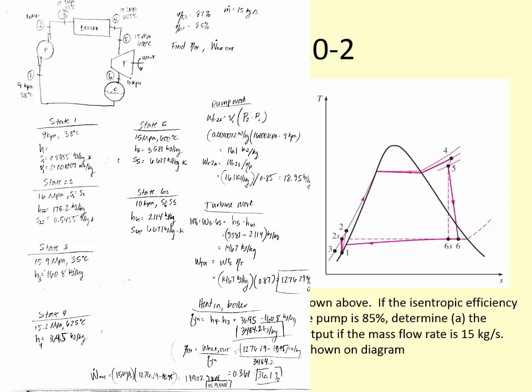So you do the same thing for the pump work, that the work of the pump isentropic is equal to V1 times P2S minus P1. So that value is 16.1 kilojoules per kilogram. The work of the pump actual is equal to the work of the pump isentropic divided by the pump efficiency, or the isentropic pump efficiency. So we get 18.95 kilojoules per kilogram. What's that? 1276.29, yeah.